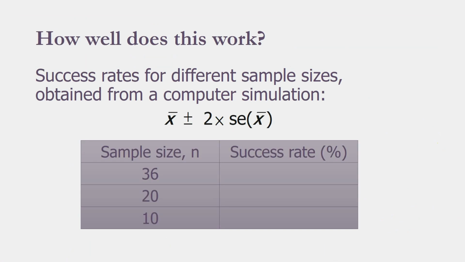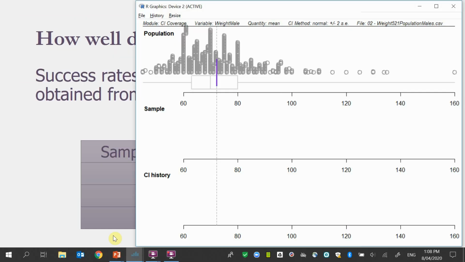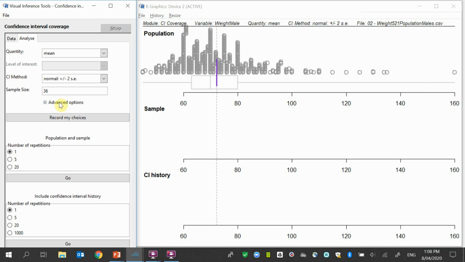So we're going to have a look at this method and see how well it works when we build these intervals. We're going to look at how well it works for different sample sizes. So we're going to start off with samples of size 36. Here, remember this is stats god mode. We now have access to the whole population, which normally would not happen, but for teaching purposes, to investigate this method.